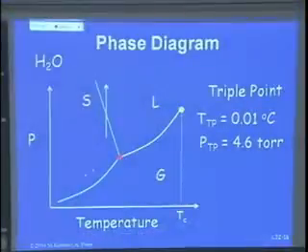Now, for example, here, if I go, this is a solid, this would be ice, and so now I'm here at that temperature. That's a cold temperature, obviously. I'm here at that temperature.